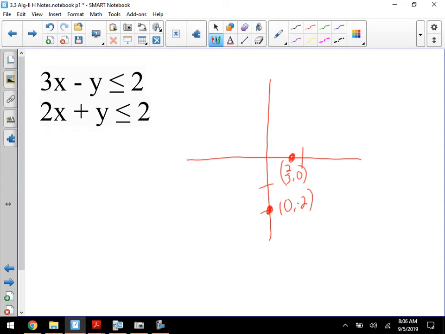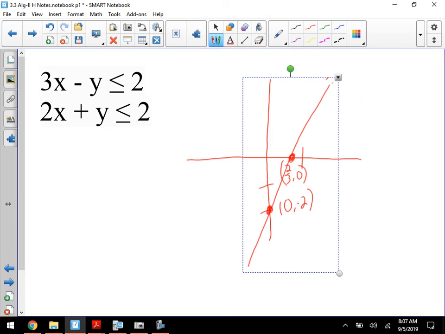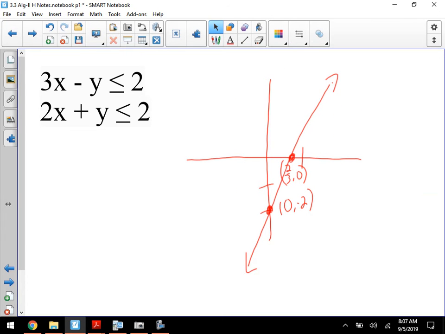When I connect those two, will it be a solid or a dotted line? It's solid. Why is it solid? Good. So we connect them through. We get something like that. Now what do we have to do? Did it go through the origin? No. So 0, 0 is a really good test point, isn't it? What's 0 minus 0? Is that smaller than 2? Yes. Okay. So here's what I want us to start to do for our shading. We know it's going to shade towards the origin.